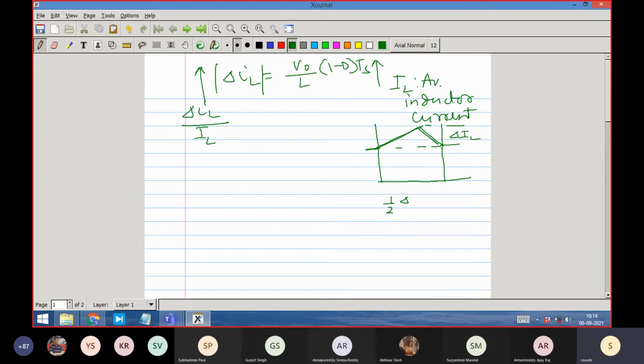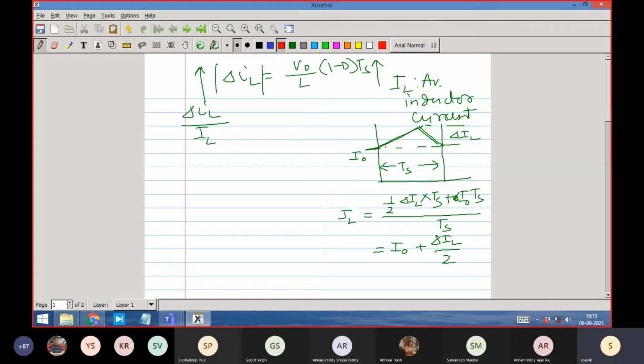Let the initial current be defined as I naught. So what is the area? Half into delta IL into Ts, plus I naught into Ts, divided by Ts. That must be IL. So we can see that it is nothing but I naught plus delta IL by 2.